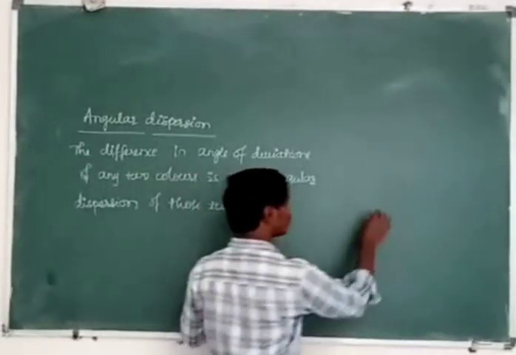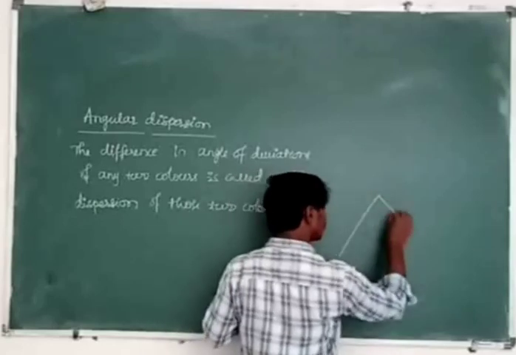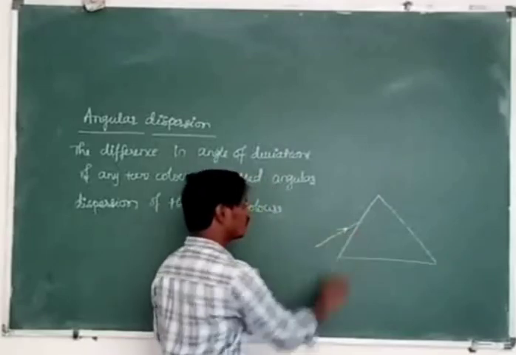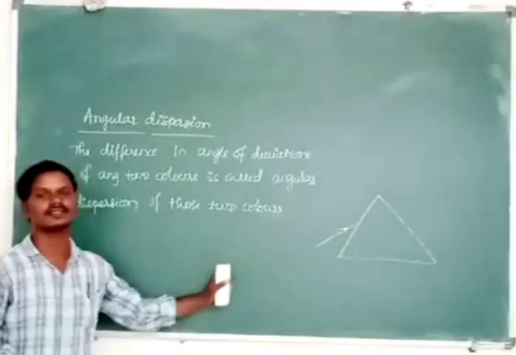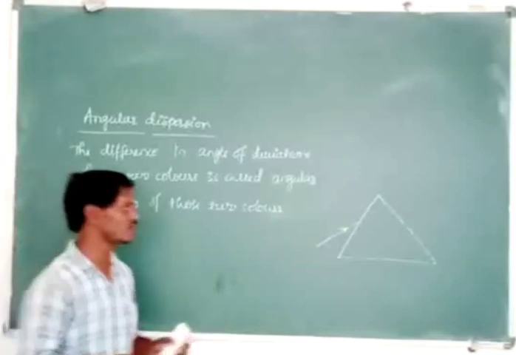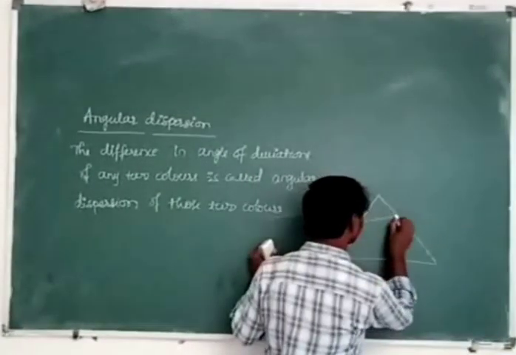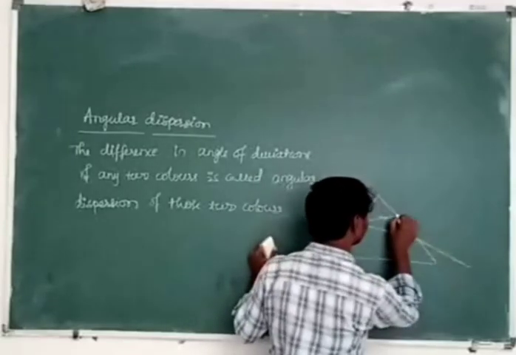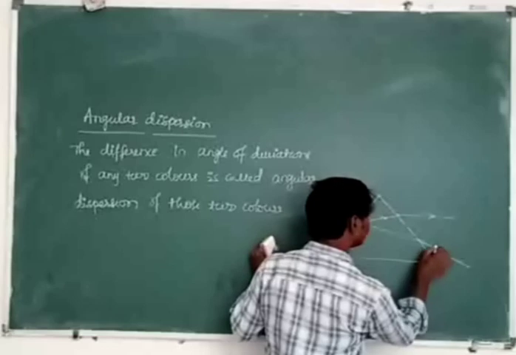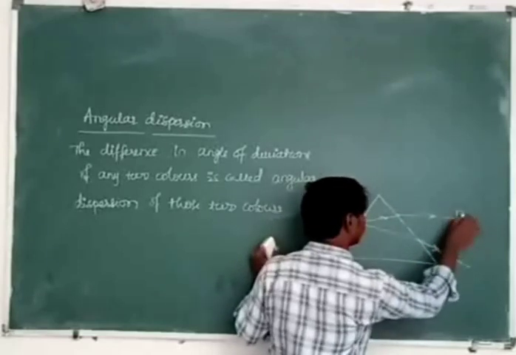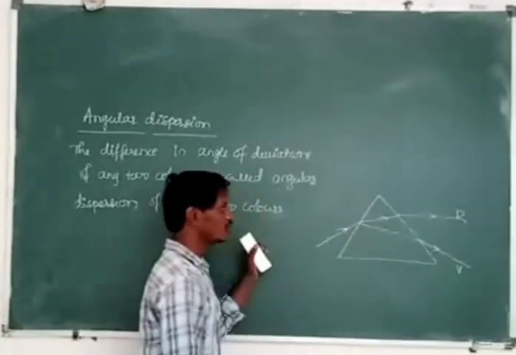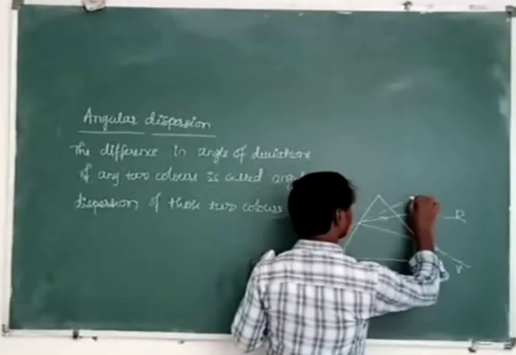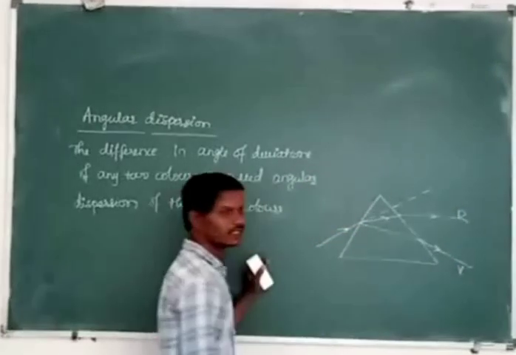See here, in case of a prism, whenever we incident white light on the prism, the white light undergoes dispersion into how many colors? Seven colors. Which is the least deviated color? Red is the least deviated color and violet is the most deviated color. It is red and it is violet.